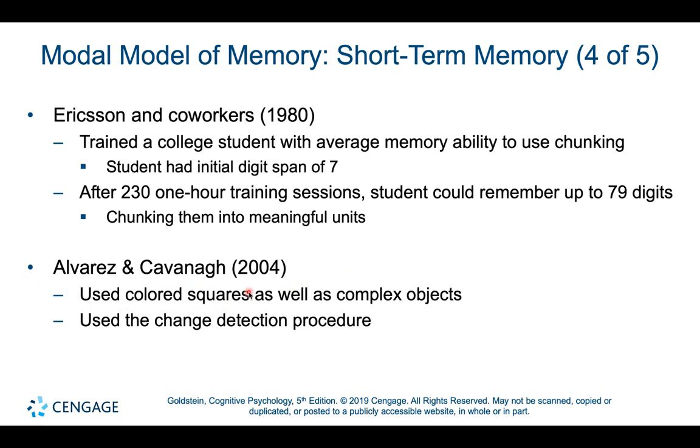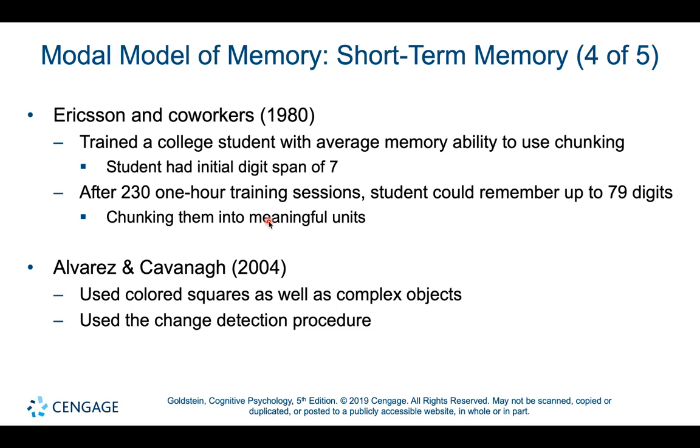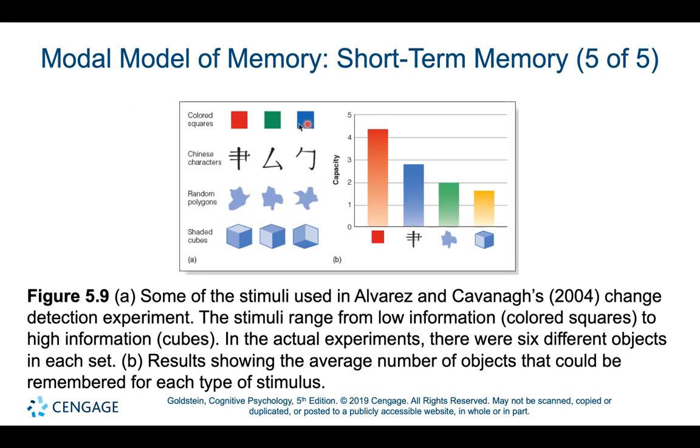And to complicate things even more, Alvarez and Cavanagh did a similar experiment to the change detection experiment, but they used items that increased in complexity. So remember, in change detection, we show you an array of images and then show you a second array and ask you, did something change from array number 1 to array number 2? So they would show an array of 6 colored squares and we do the change detection task. And on average, people can hold about 4.5 of them in mind.